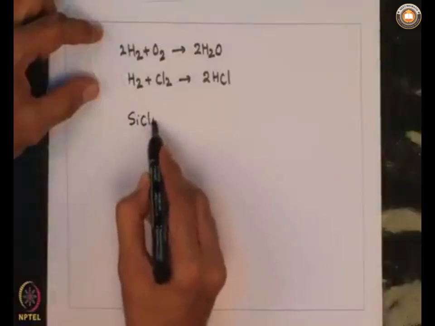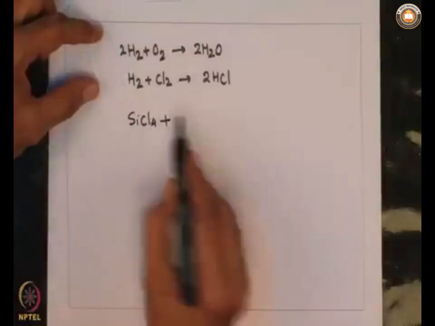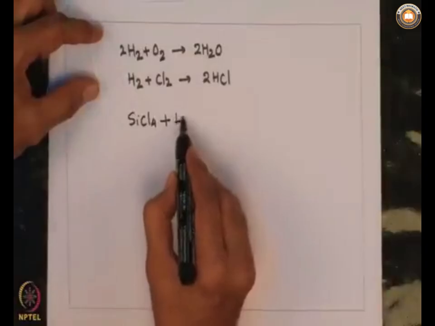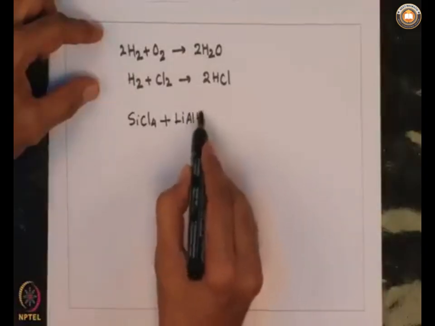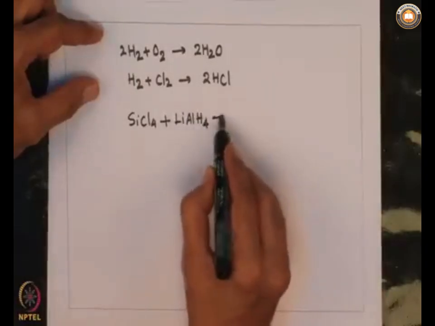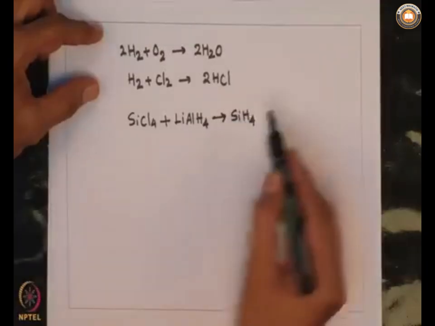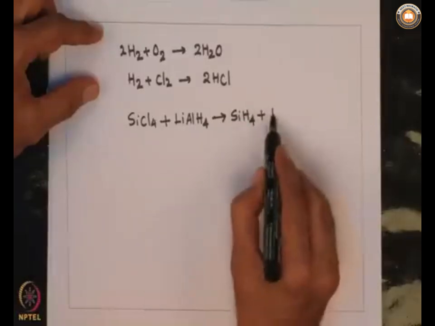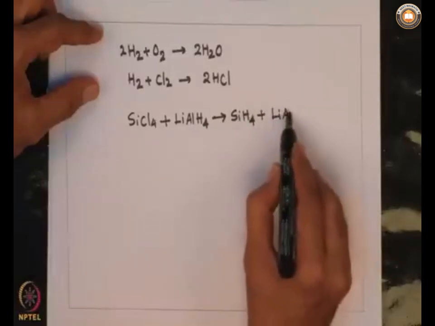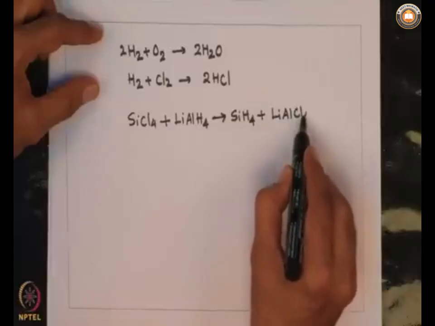Reduction can also be used. For example, reduction of a halide or an oxide with an appropriate reagent. So let us consider SiCl4. When SiCl4 is treated with lithium aluminum hydride, SiH4, that's also called silane, is formed, and the byproduct is lithium aluminum chloride.